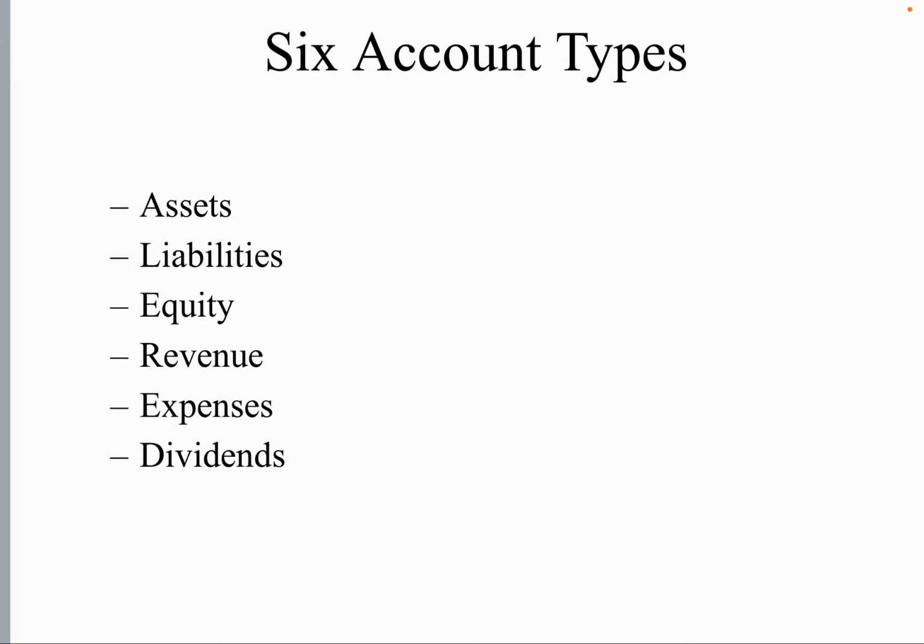The 6 account types. All accounts fall into 6 bigger groups: assets, liability, equity, revenue, expenses, dividends. Once you know which category an account belongs to, you'll instantly know whether it increases with a debit or with a credit.